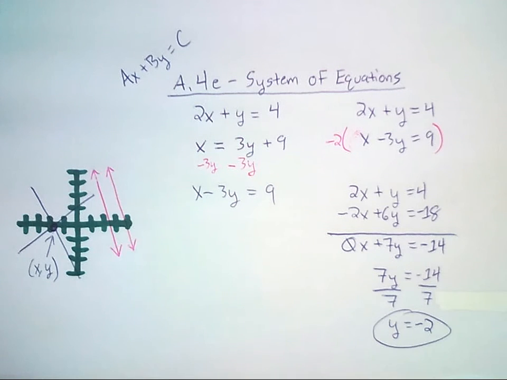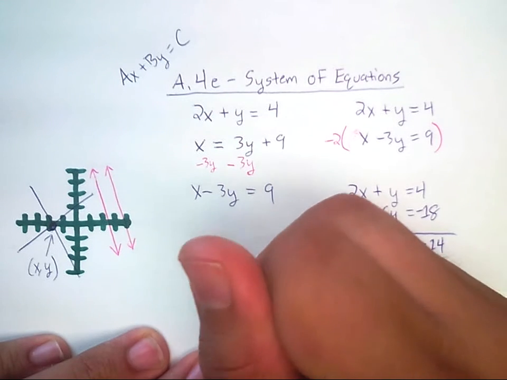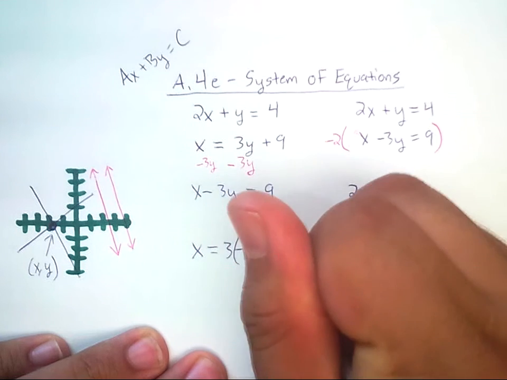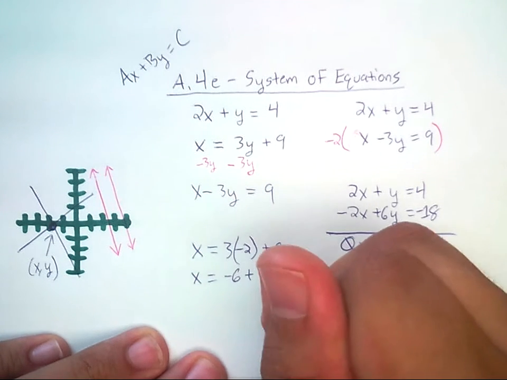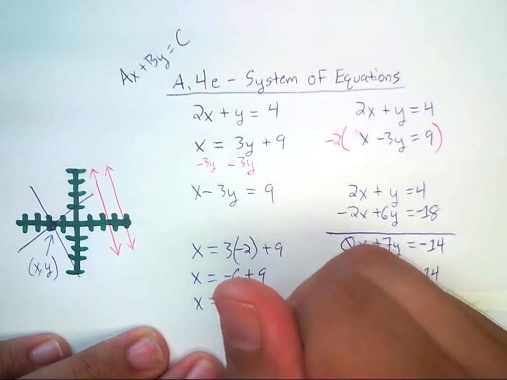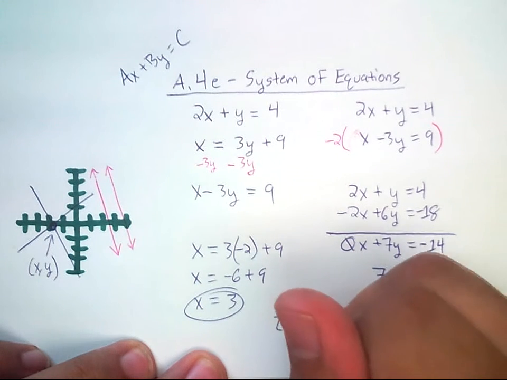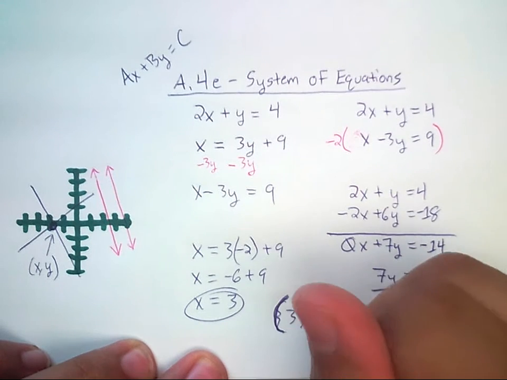That's the y value. To find the x, all you do at this point is plug the y value into one of the equations and clean it up. I'm going to plug it into the second one. So x equals 3 times negative 2 plus 9. 3 times negative 2 is negative 6. And negative 6 plus 9 is 3. So the answer to this problem is, well, I should really use parentheses, sorry, (3, negative 2).